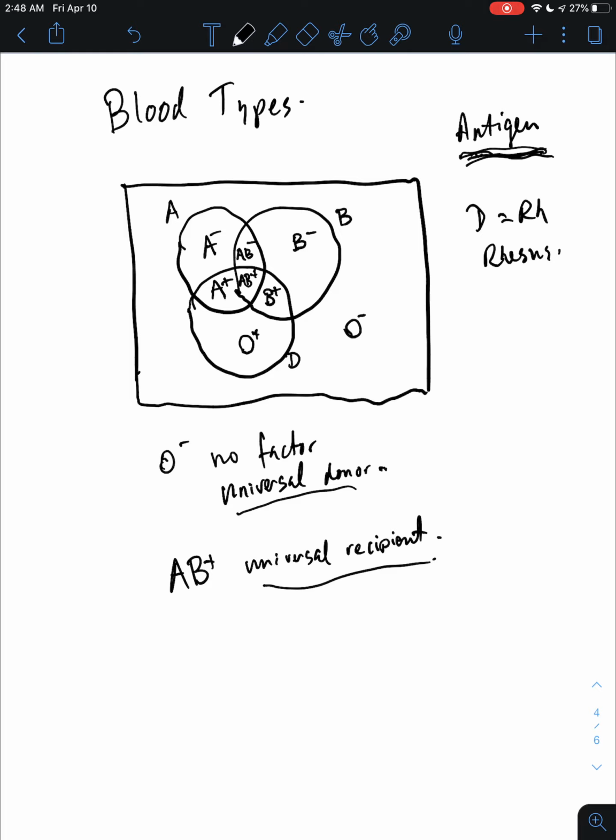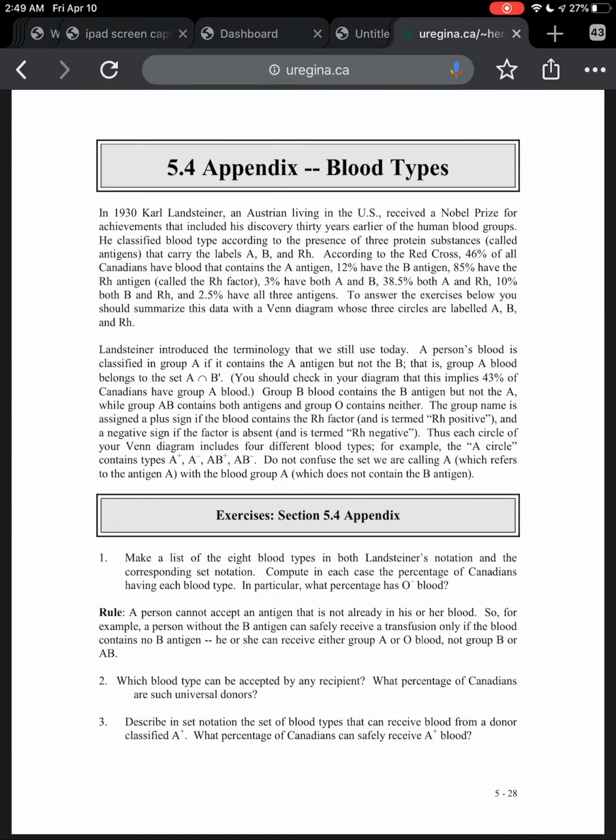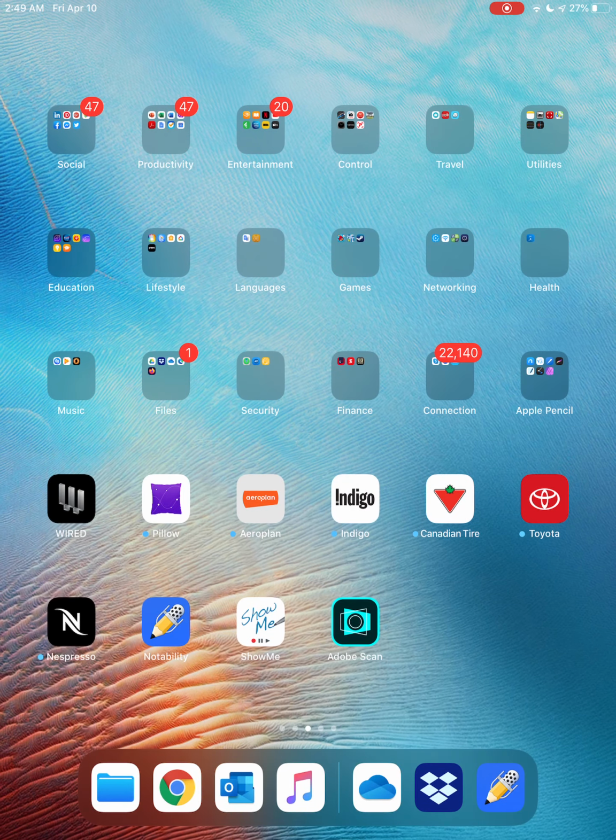Now, we're going to take a look at some of the data that's given in the textbook and see if we can assemble our Venn diagram. So here we go. 46%. These are not counts like they were in the previous example, the Carillon and the newspaper example. These are now percentages. Well, we can work with percentages too. So let's do it. 46% have blood that contains the A antigen.